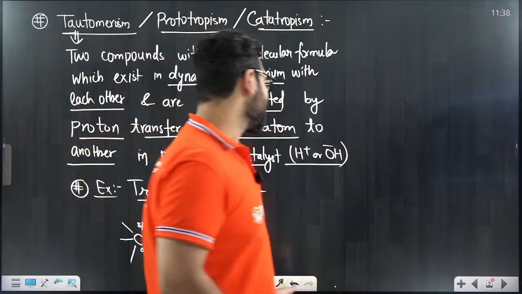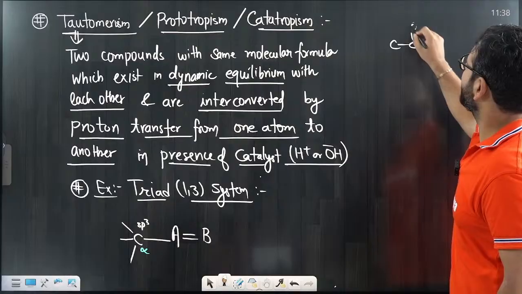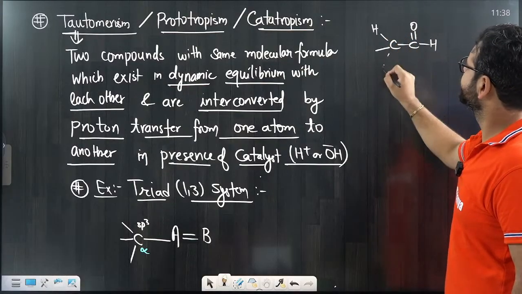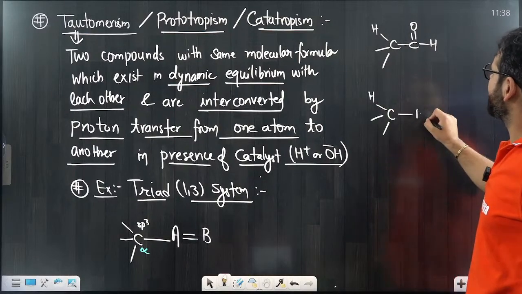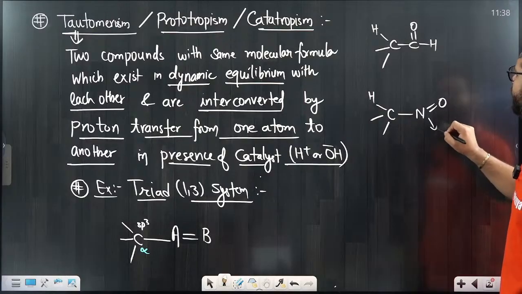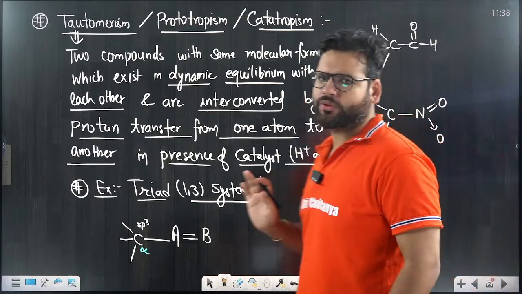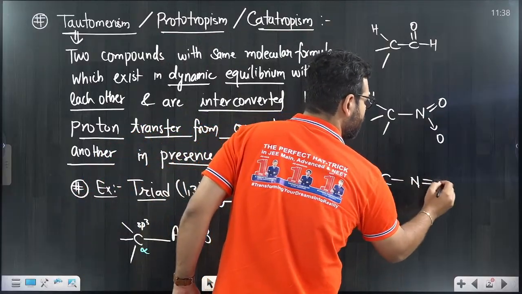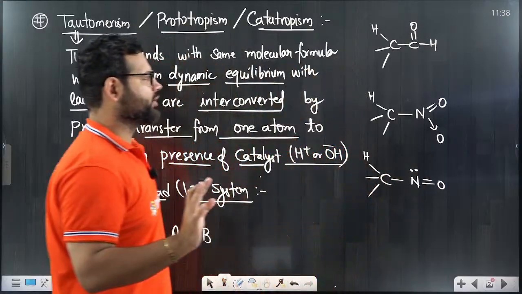This could be present in a ketone. You can see here, you can have a ketone like this. You can have an aldehyde like this. This is an aldehyde. You can have this condition in a nitro compound. This is N double bond O, coordinate bond O. You can have the similar condition in different types of compounds. Nitroso also you can take, N double bond O, like this.